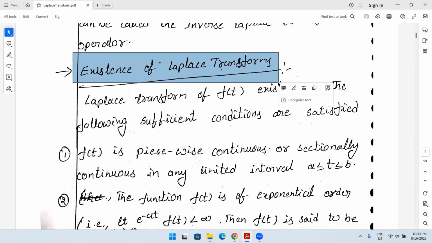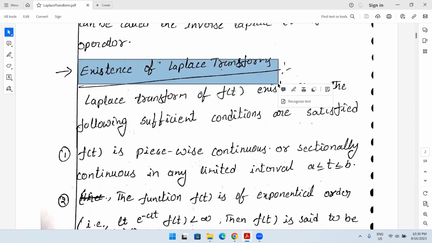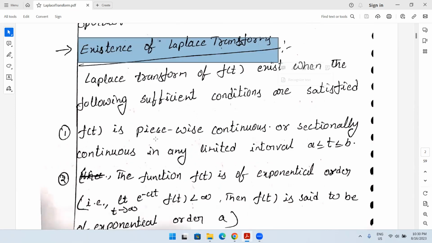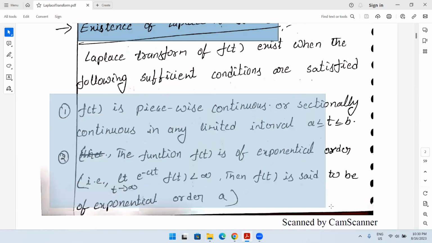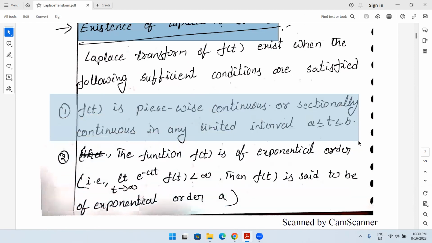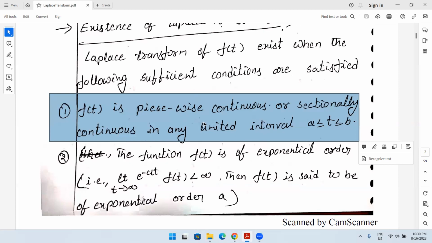So you get questions like this. What are the sufficient conditions for the existence of the Laplace transform? Very important question. There are 2 conditions. The first condition is that f of t is piecewise continuous, or sectionally continuous. I'll define it later. First, listen to the points.